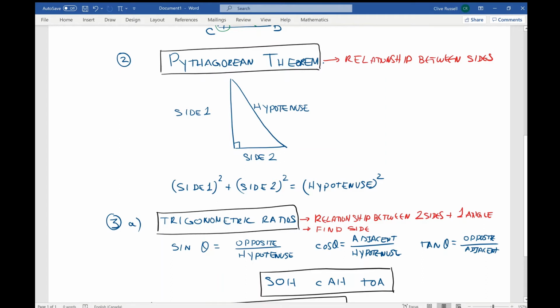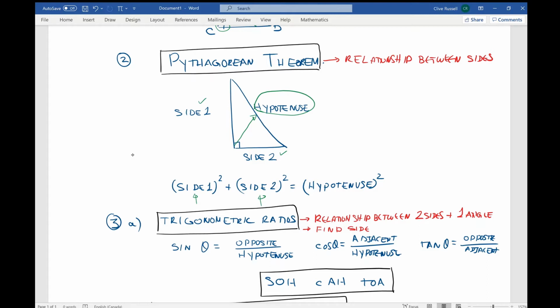Now for the sides. In a right triangle, the side opposite the 90 degrees is called the hypotenuse. And we're going to call the other sides side 1 and side 2. Sometimes we call them the short sides because the hypotenuse is the longest side. So for the Pythagorean theorem, there's a relationship between all three sides, the two shorter sides and the hypotenuse. It says that if you take one of the short sides, you square it, you take the other short side, you square it, and you add them together, you'll get what the hypotenuse squared is.